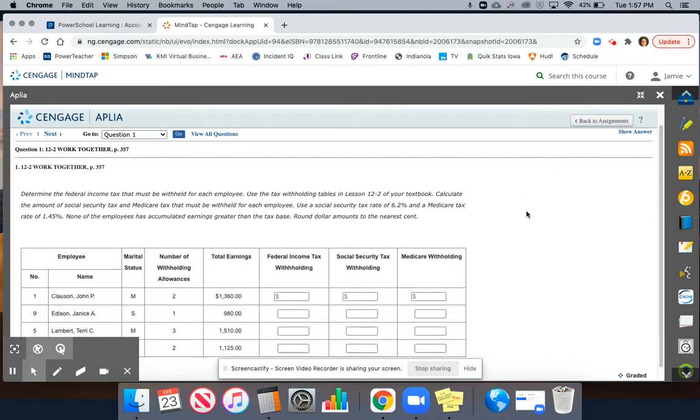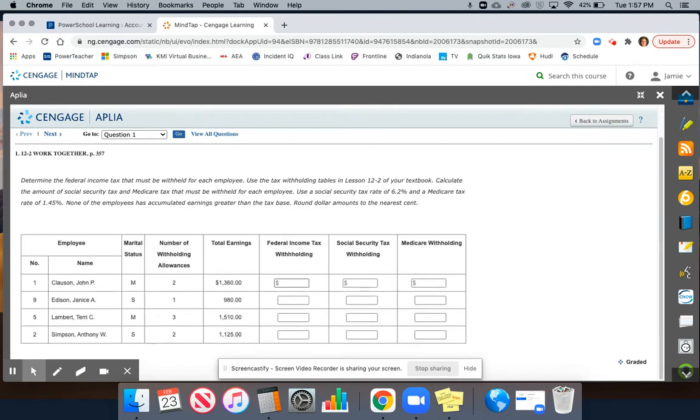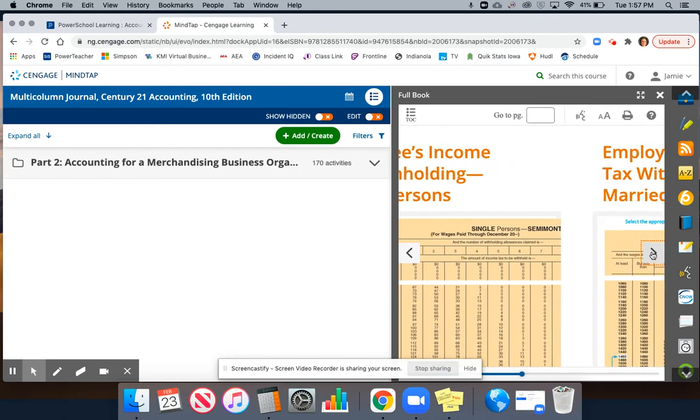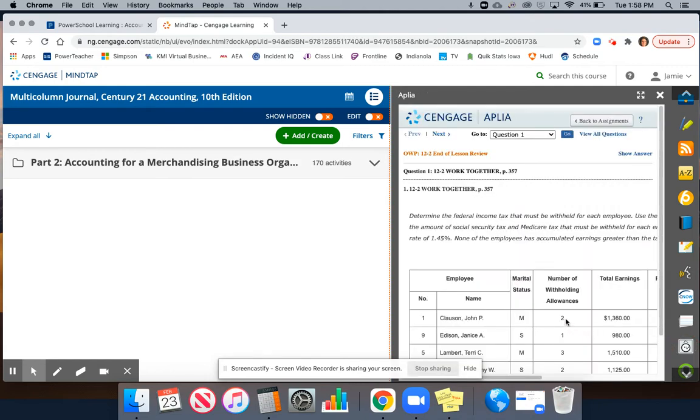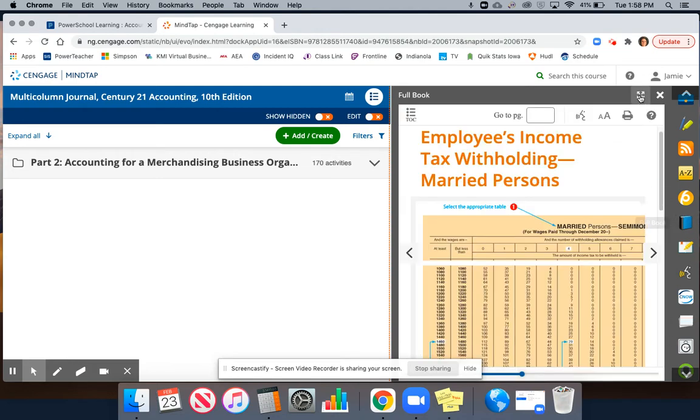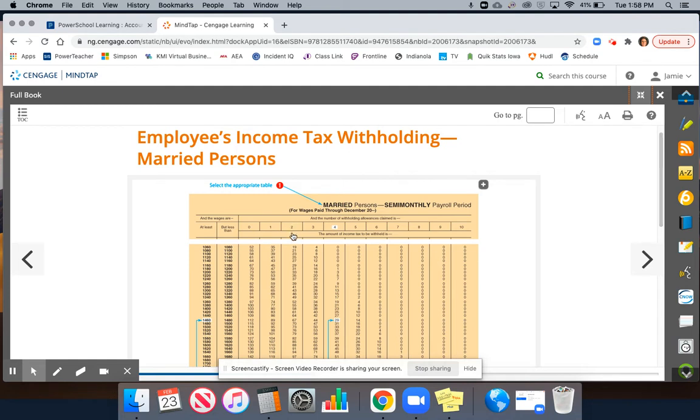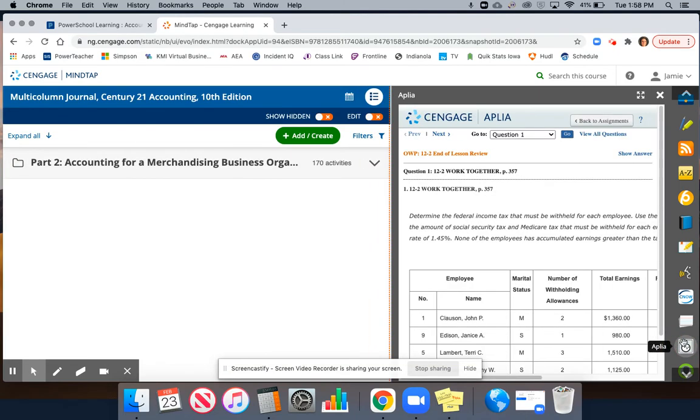We'll start out by calculating the federal income tax withheld from our first employee here. He is married, so we need to find the married table. Let's go into our table, and we want to select married. It looks like they have two allowances, and they make $1,360. So we're in the two allowances column, and we go down to $1,360, and we get $52. So that is our federal income tax withholding.